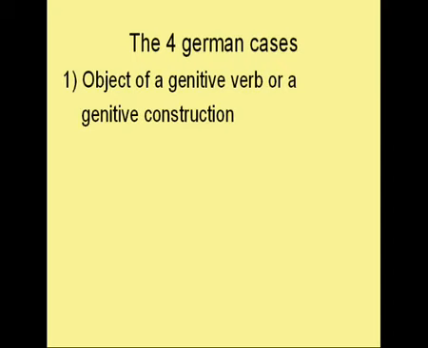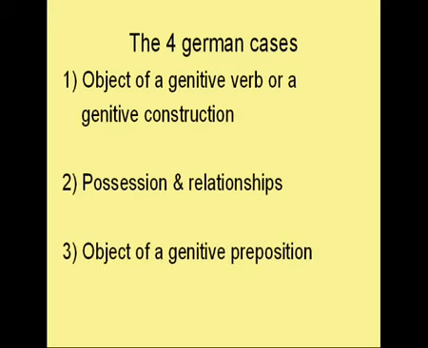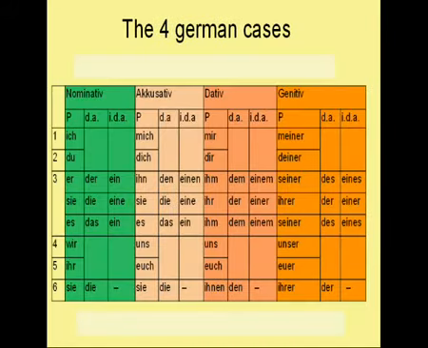The first one would be if a noun is an object of a genitive verb or a genitive construction. The second function of the genitive case is the indication of possession and relationships. The third one is when a noun is used as an object of a genitive preposition. The fourth function is when it is used for expressions of indefinite time. So let's start with the first function, when the noun is used as an object of a genitive verb or a genitive construction. So let's take a look at the pronouns and the articles in the genitive case.